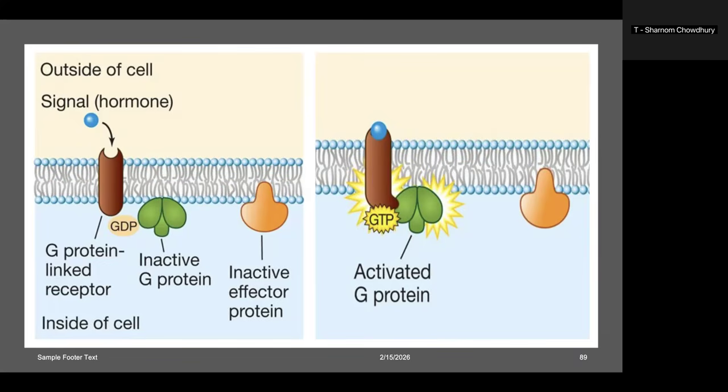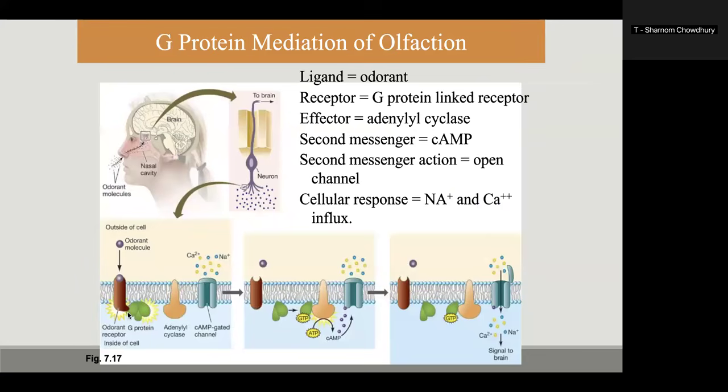So a G protein coupled receptor has three subunits. One, two, three. So it has three subunits, and one of the subunits disassociates from the G protein linked receptor and then, oh, sorry, and then binds to an effector protein. This effector protein is now activated. So in this case, the effector protein is adenylyl cyclase.